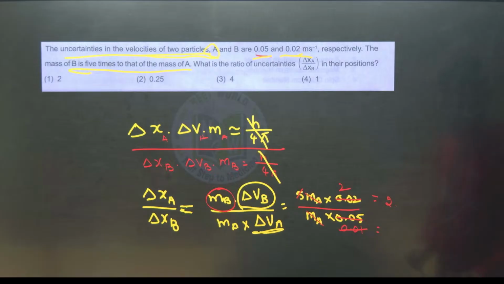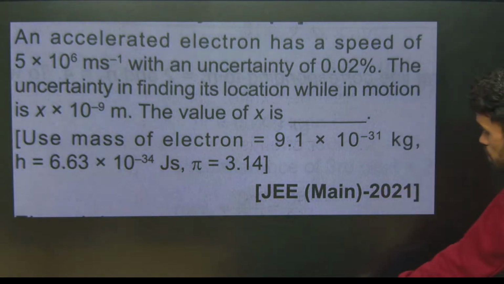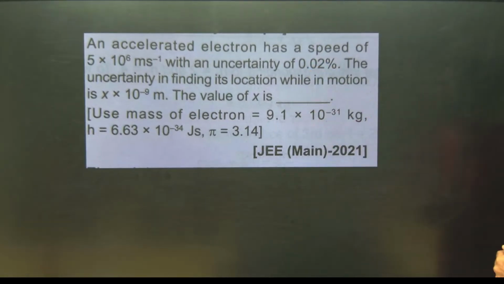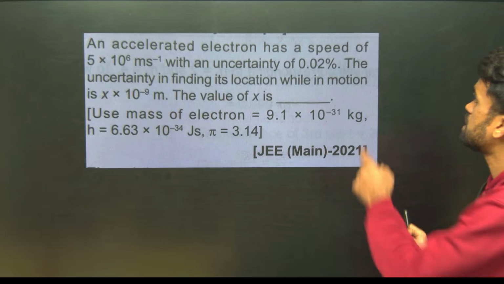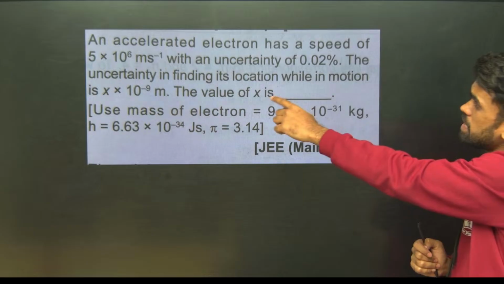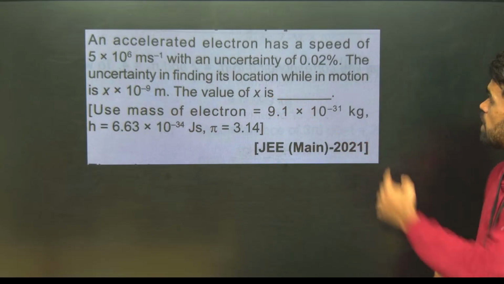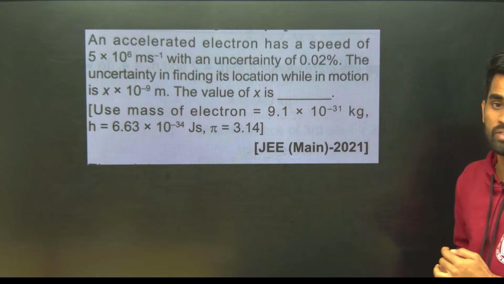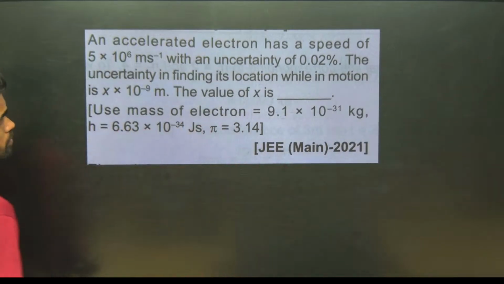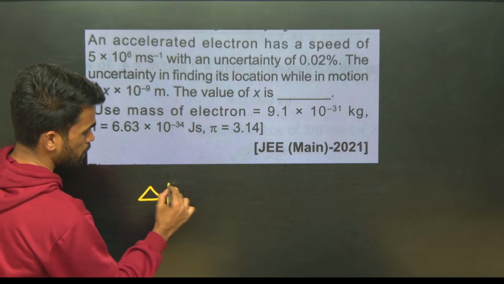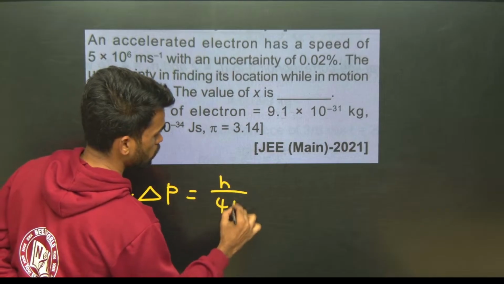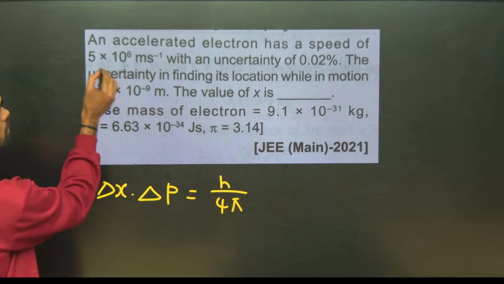Over? Yeah. So just look at this JEE Mains question. An accelerated electron has a speed of 5 into 10 power 6 meter per second with an uncertainty of 0.02. The uncertainty in finding its location, while in motion, is x into 10 power minus 9 meter, the value of x. So what you will do here? See what we have, delta p and delta x will be h by 4 pi, you can use. So what is the given data here?